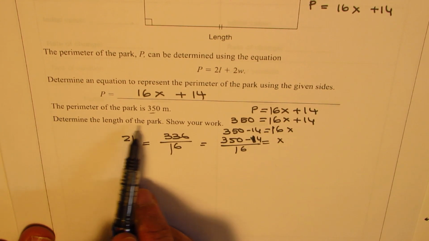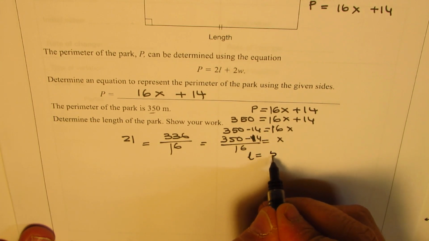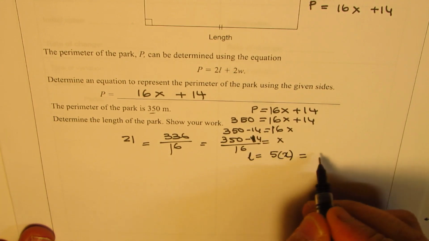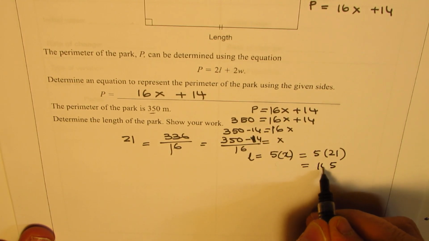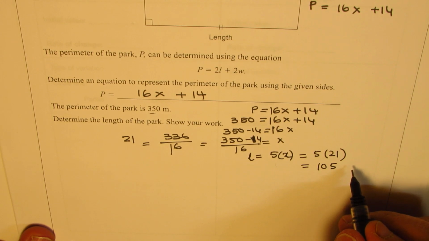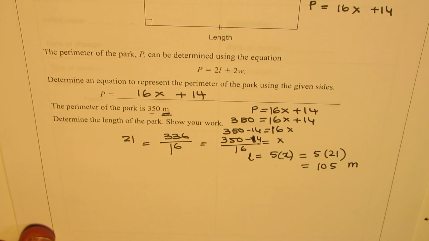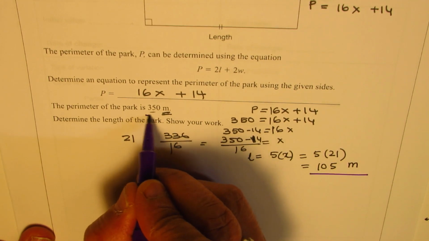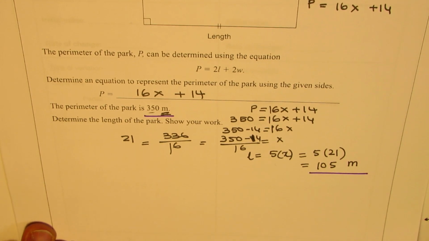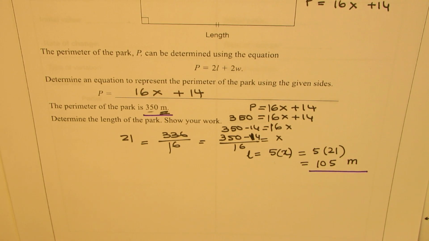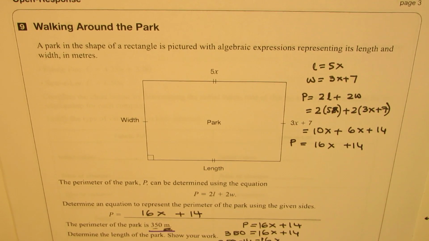We need to determine the length of the park. That means we know the length is actually equal to 5 times x. Now since x is 21, it is 5 times 21, which is equal to 105, and the units are meters. This is kind of important to write. Units are meters, since we were given the perimeter in meters, 350 meters. Does it make sense to you? So that is how you're going to solve this particular question. I hope the steps are absolutely clear. Feel free to write your comments, share your views.